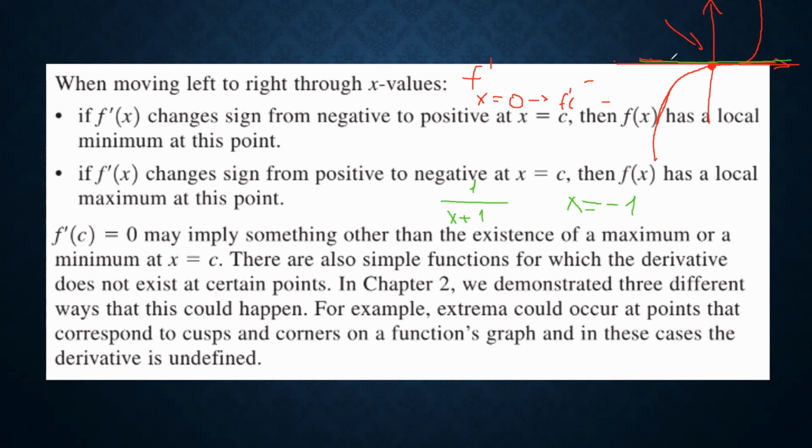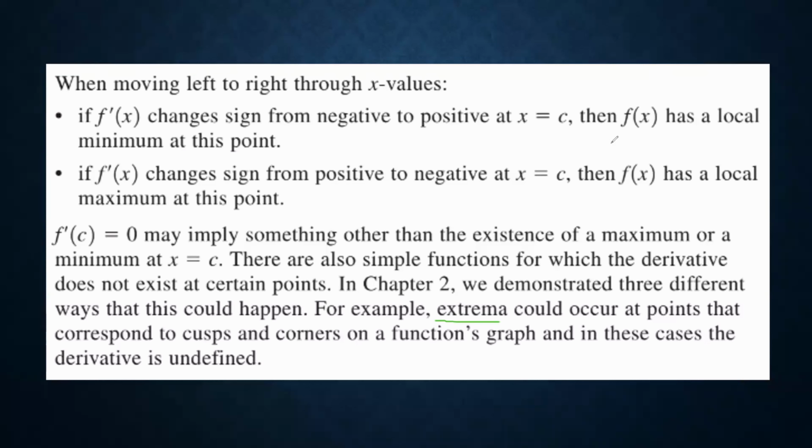So let me clear this slide. Can we move on to the next one? Extrema could occur at points that correspond to cusps and corners on a function's graph, and in this case, the derivative is undefined. Remember, we had functions to graph that were restricted to a certain domain from x1 to x2. Am I right, guys? Remember this? Yeah. Makes sense. So my graph would look something like this.